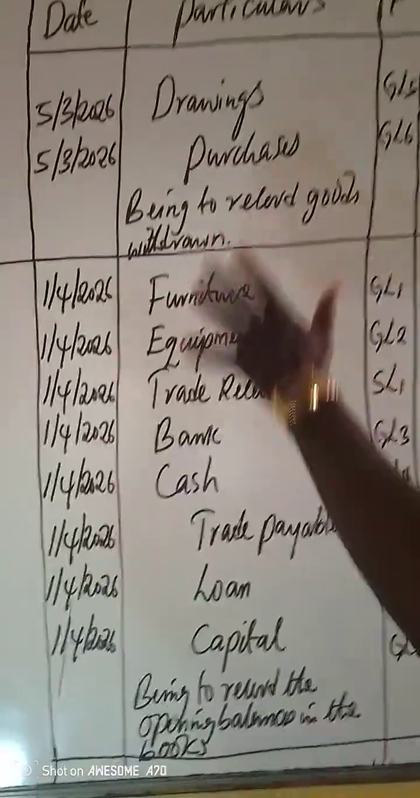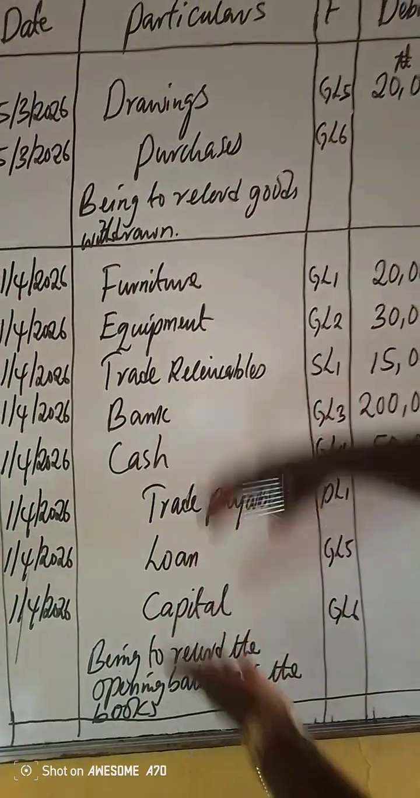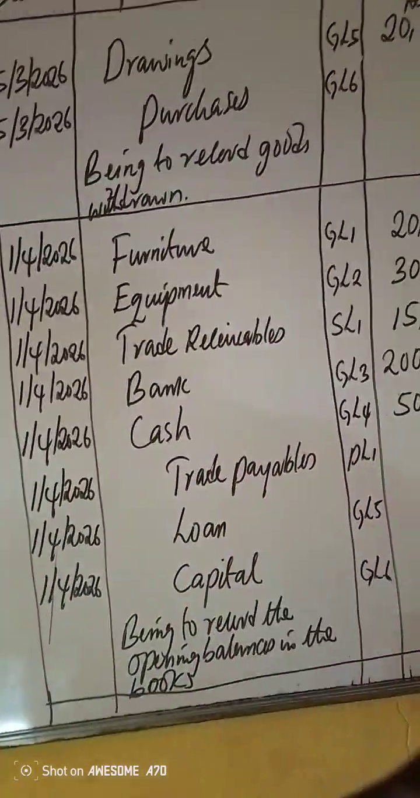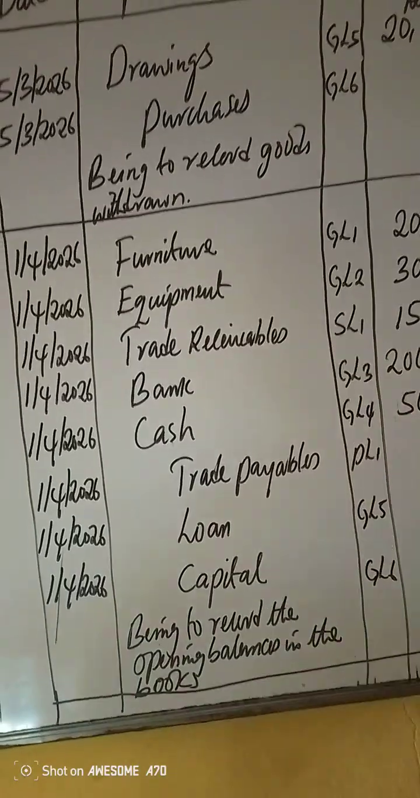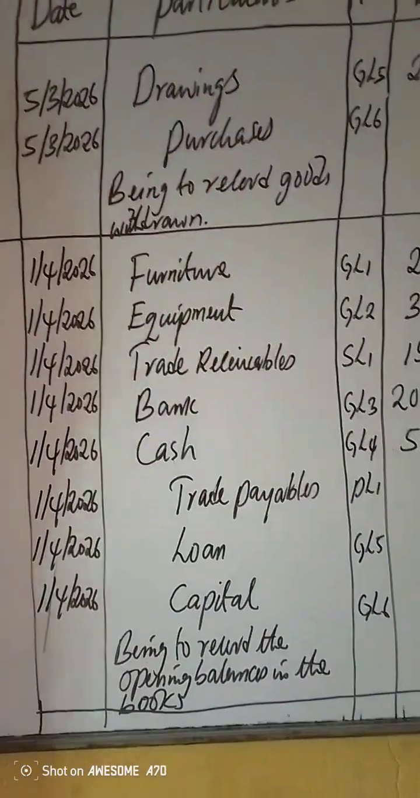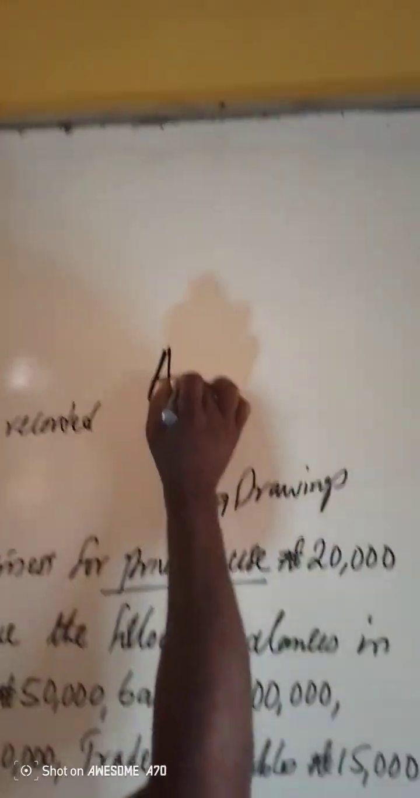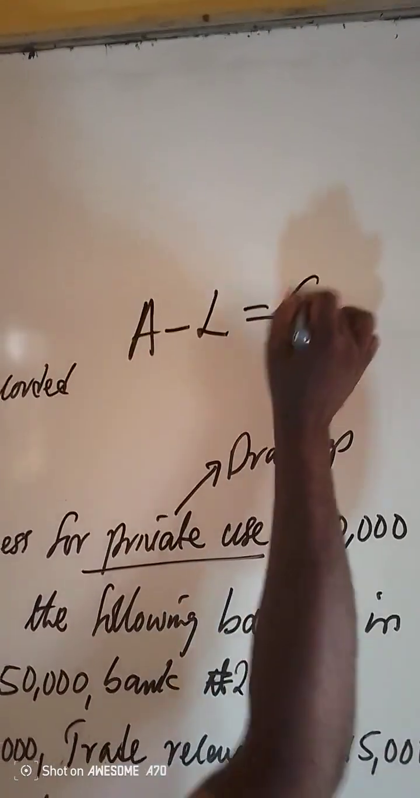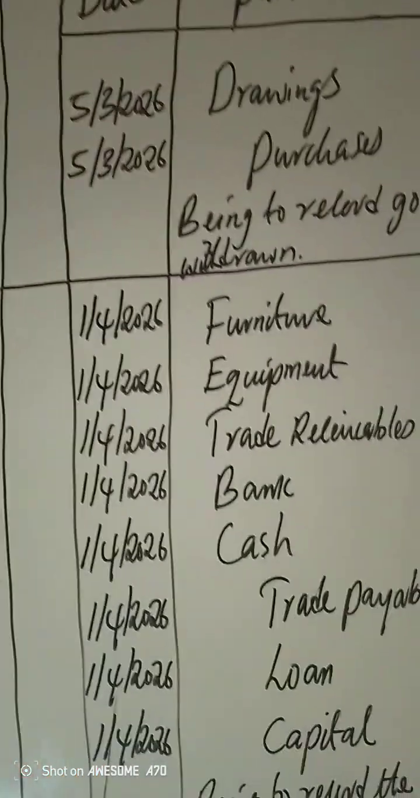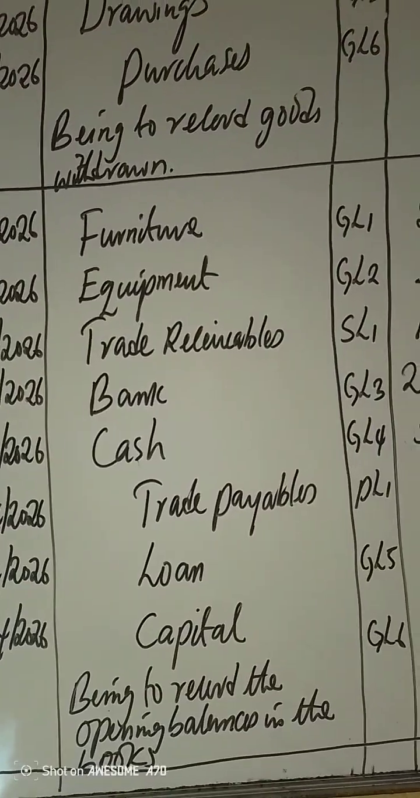So mind you, the basic rule of recording opening entries is that all assets are debited. Then you record the assets first. Even if they are 10, 20, they must come first. Then the liabilities will come second. Then from there, you have to derive your capital because of the accounting equation that says assets minus liabilities is equal to capital. So if the capital is not there, it means you have to derive your capital. By the time you get the assets and subtract your liabilities, what remains becomes the capital.